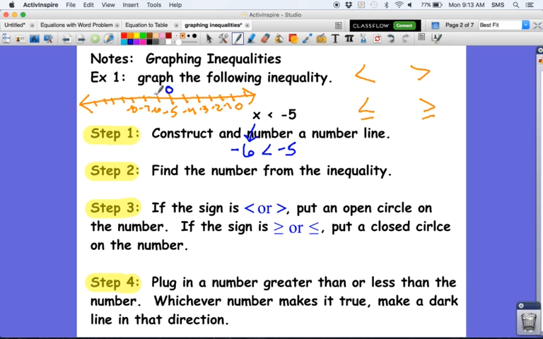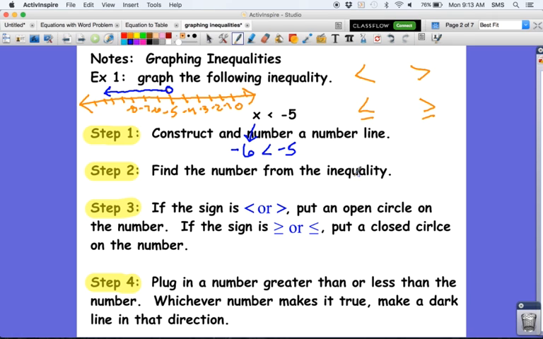Since this is true, that means negative 6 is part of my solution, which means I take from the open circle and I get to shade to my left. And that means any number to the left of negative 5 on the number line would be true, because any number to the left of negative 5 is less than negative 5.